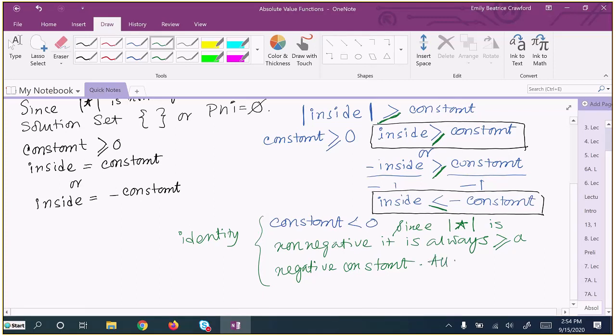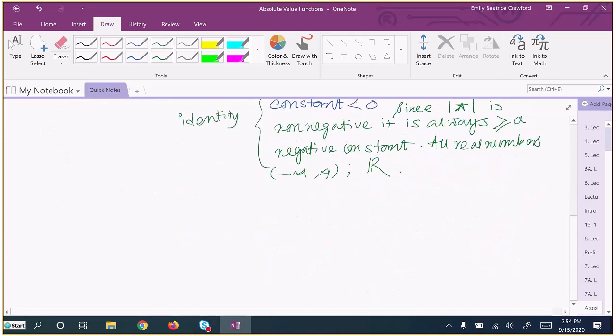So if your inequality is absolute value greater than or equal to a negative constant, your solution is all real numbers. And there are two ways we write down this solution. Either we write negative infinity to infinity in interval notation, or in set notation we write R to represent all real numbers.